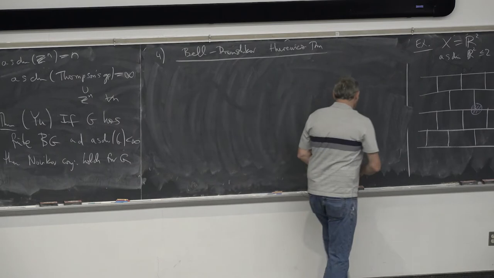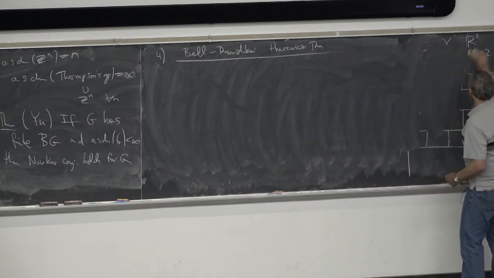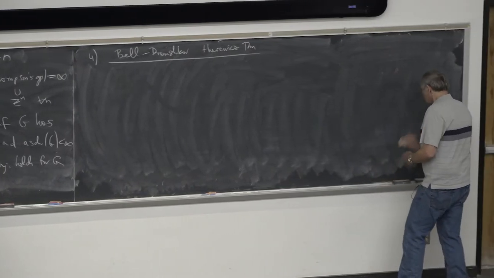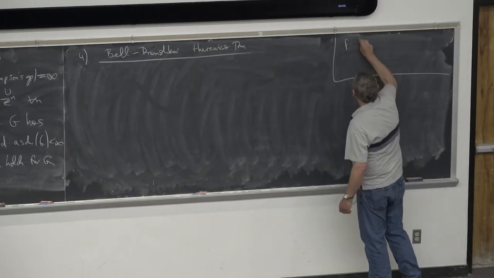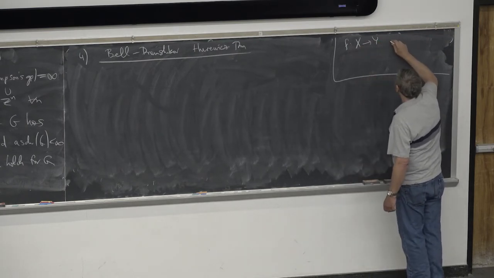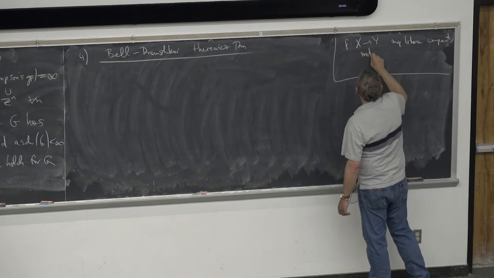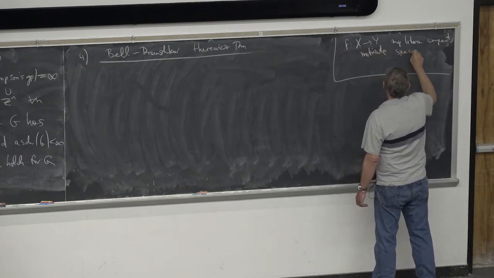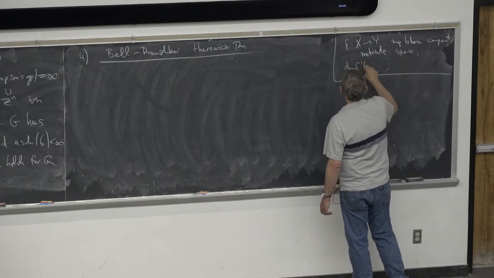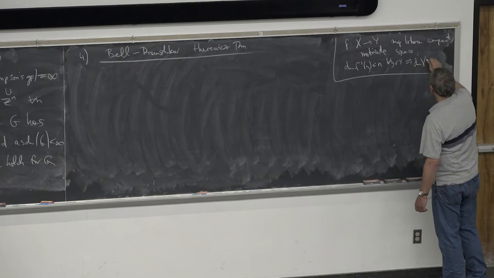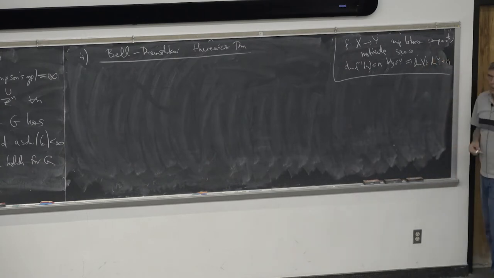The classical version, the Hurewicz version, is for covering dimension, and it goes like this. If you have a map F from X to Y between compact metrizable spaces, and the dimension of every point inverse is less than or equal to n for every y in Y, then the dimension of X is less than or equal to the dimension of Y plus n. So you can't increase the dimension of X by more than n if you insist on all fibers being of dimension less than or equal to n.